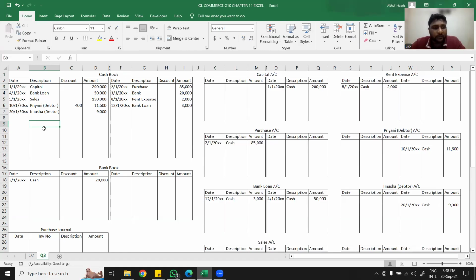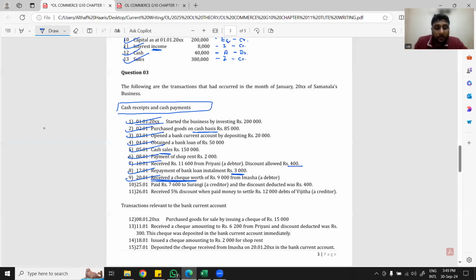Okay, next one. Paid 7,600 to Surangi. We have paid and received a discount of 400. When we are paying the creditors, our liabilities are decreasing. Liability increases credit, decreases debit. Since we are paying, our cash is decreasing, so cash decreases credit. Then Surangi debit, cash credit.